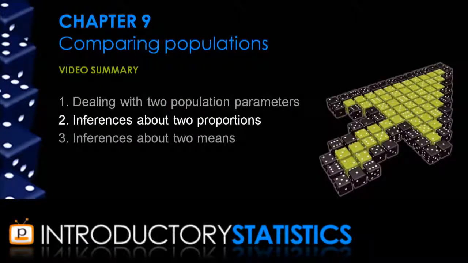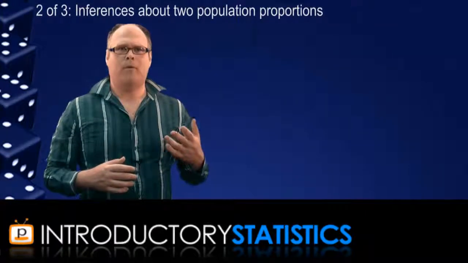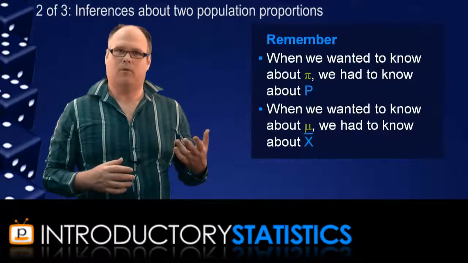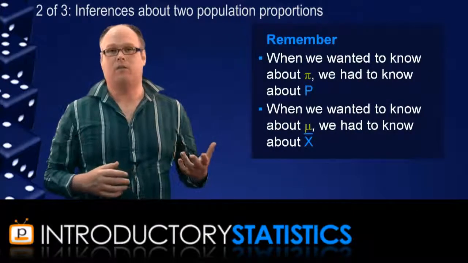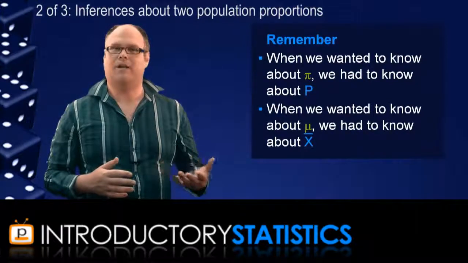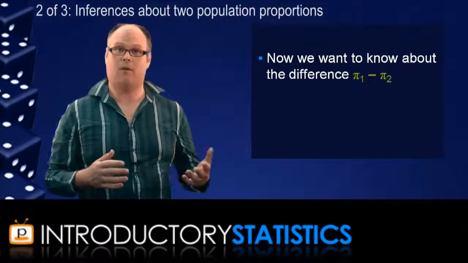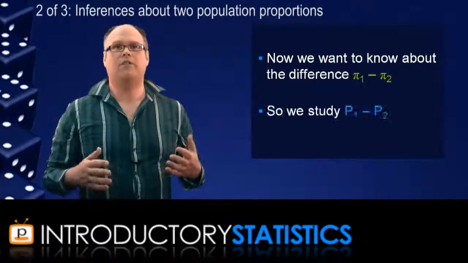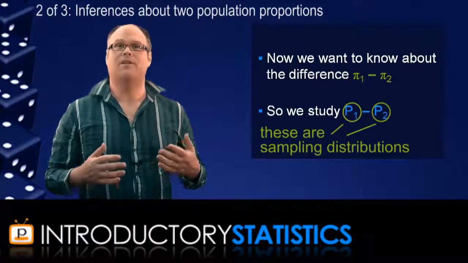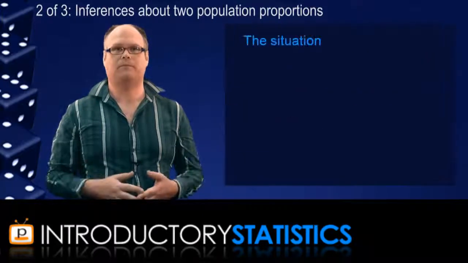So how do we approach this new situation? Well, we'll start by looking at comparing two proportions. What we'll find is that we want to look at the difference between two sampling distributions. Remember when we were looking at one parameter, like a proportion, pi, or a mean, mu, we went to a sampling distribution, p, or x bar. Well, now we want to look at the difference between two proportions, pi1 and pi2. And so we'll need to use the difference between two sampling distributions of the proportion, p1 and p2.